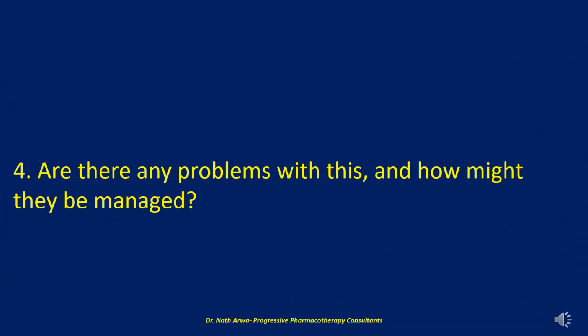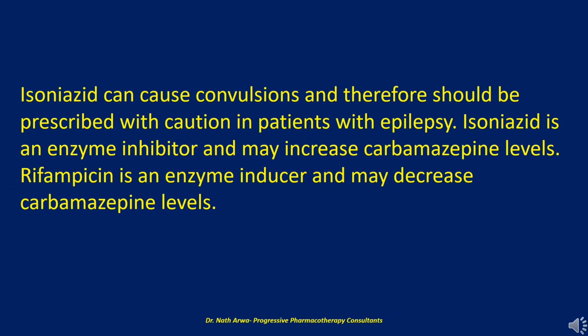Question 4 reads, are there any problems with this? And how might they be managed? Isoniazid can cause convulsions and therefore should be prescribed with caution in patients with epilepsy. Isoniazid is an enzyme inhibitor and may increase carbamazepine levels. Rifampicin is an enzyme inducer and may decrease carbamazepine levels.